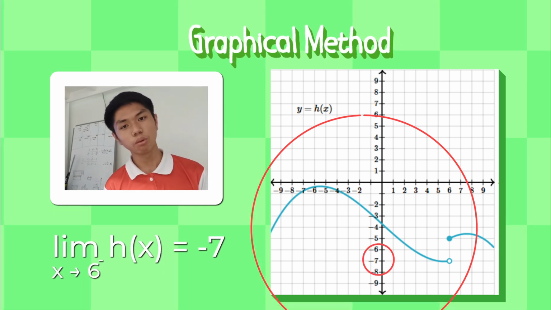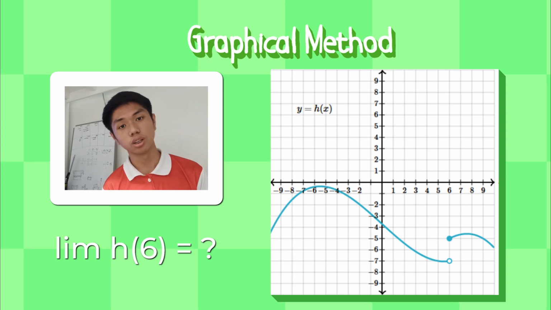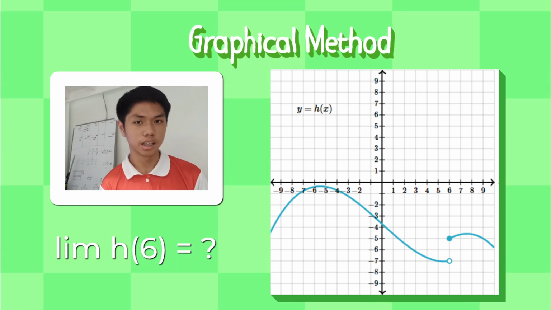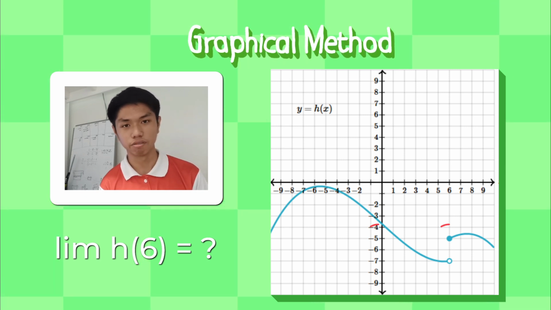But what if we evaluate this at exactly h of 6? In cases like that, we just look for the closed circle. If you can't find it, it means it does not exist. However, in our case, it does, and it's exactly negative 5.